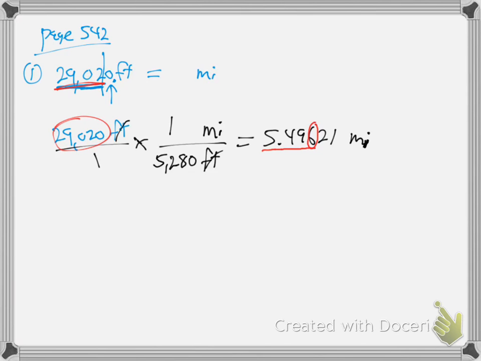So there's the 4th digit, and you look 1 to the right. It's less than 5, so we leave it. 5.496 miles. Is that good? Not making sense? Questions on that one?